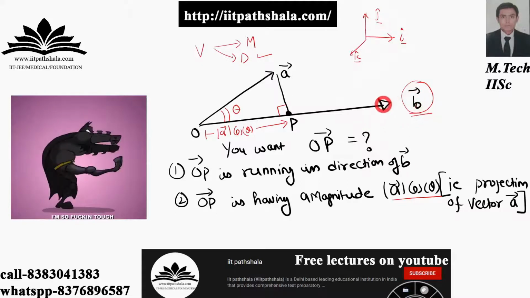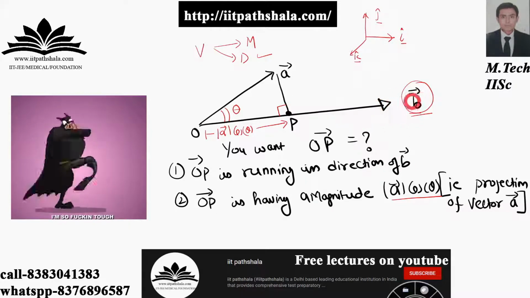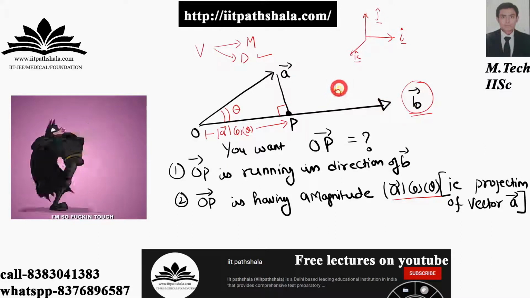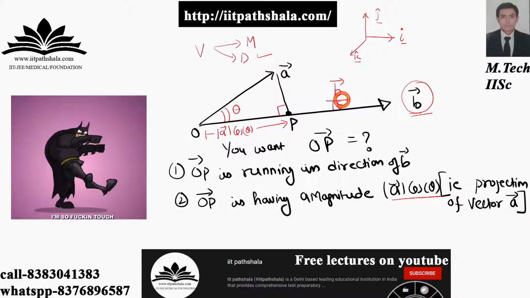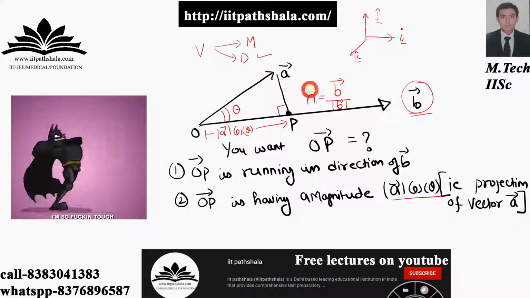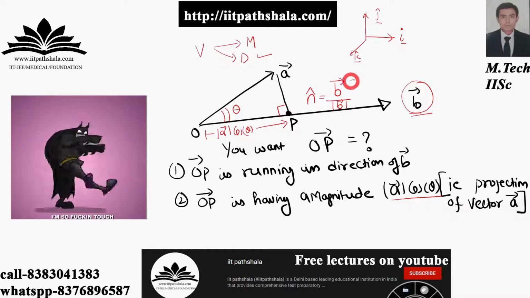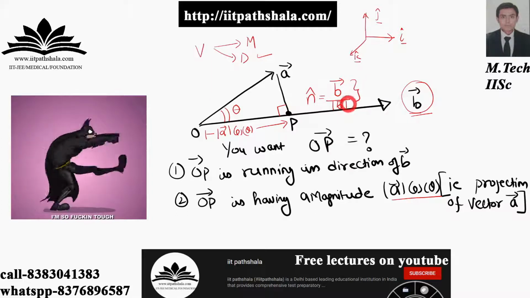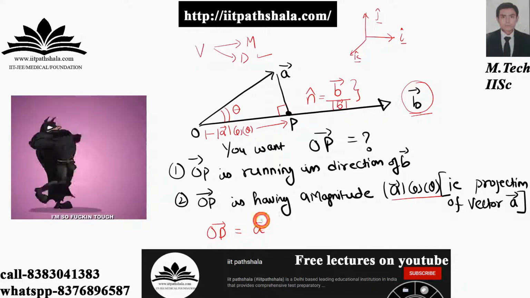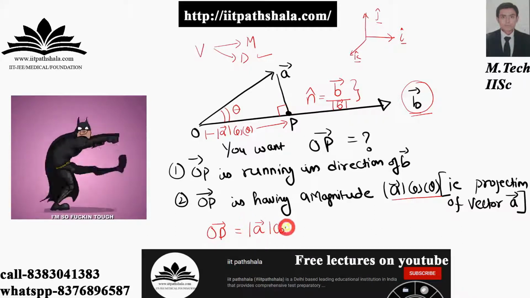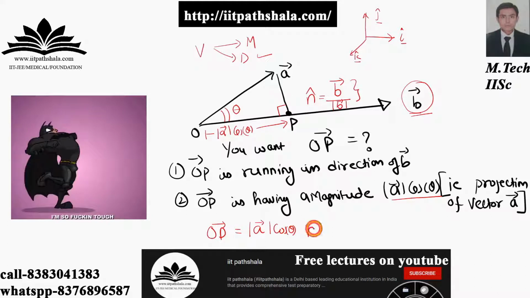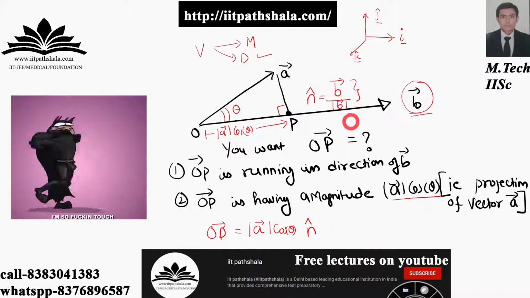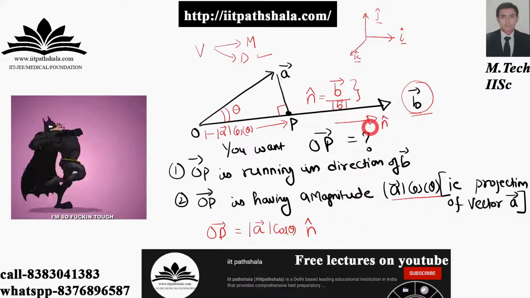So you are seeing that it is going in the b vector direction. If I define a unit vector in the direction of b, I can say that that will be my direction. So I have defined a unit vector in the direction of b over here, which is b vector upon modulus of b vector. Now my resultant OP vector, which I have to find, is nothing but the magnitude of a cos theta and the direction of n cap. That's the direction of my n vector. Fine, this is the answer.